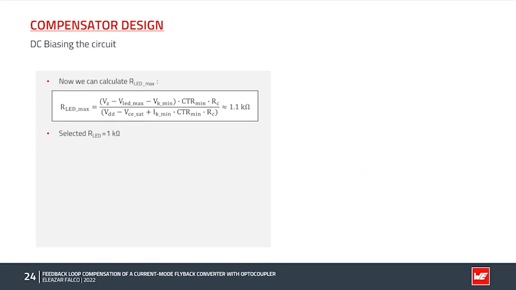Knowing the minimum CTR, we can now calculate the maximum value of the LED resistor, which is around 1.1 kilo ohm. A 1 kilo ohm resistor will be selected here, and the next step is to select a sender voltage, but we did it before, as we showed, and we select in this case 75% to 80% of the output voltage. However, here a few trade-offs need to be made between AC decoupling and the effective dynamic range, which is left to the TL431 to control the LED current.